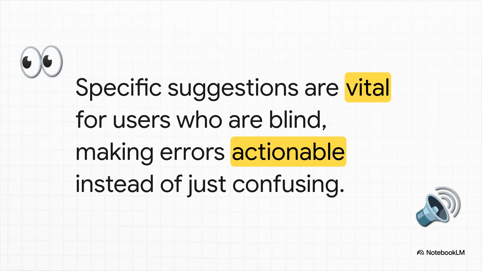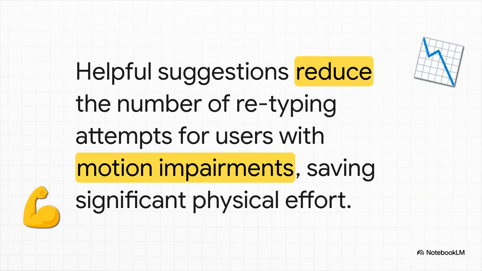And if you're blind and using a screen reader, a specific suggestion is absolutely essential. Hearing error in field 7 is useless, but hearing error in zip code field, please enter a 5-digit zip code, is perfectly clear. You know exactly where to go and exactly what to do. And think about someone with a motion impairment, where every single keystroke takes real physical effort. A vague error means they have to retype everything, maybe multiple times. Helpful suggestions cut down on that effort and make the whole process way less tiring.